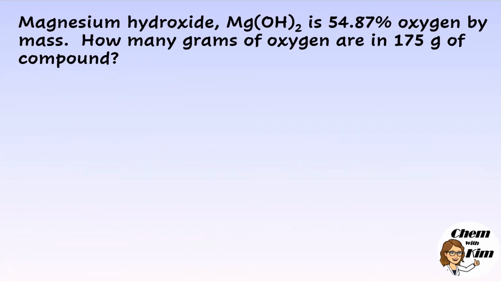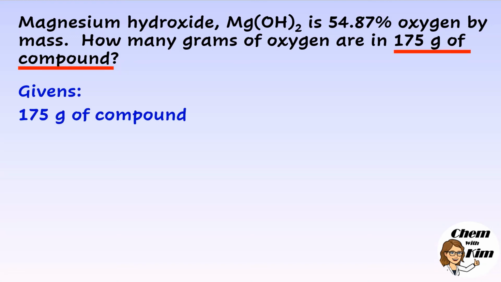And in this last problem, we're going to have to find the mass of an element based on its percent composition. So it says magnesium hydroxide is 54.87% oxygen by mass. How many grams of oxygen are in 175 grams of the compound? We really need to make a givens list in order to come up with a plan. So from the question, we know that there's 175 grams of the compound, or the magnesium hydroxide. And we also know that the percent of oxygen in this compound is 54.87%.